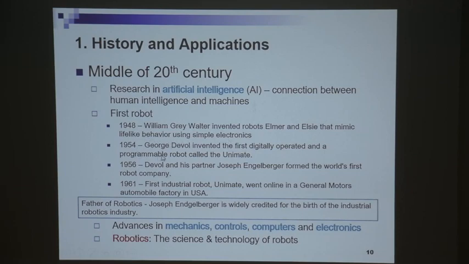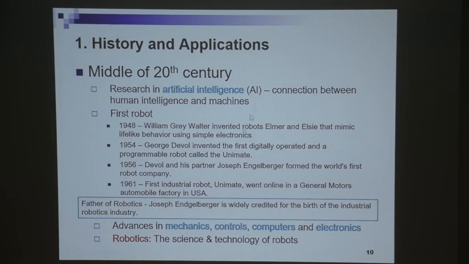In 1954, we have the first digitally operated and programmable robot. And in 1956 we have the world's first robot company. And then only in 1961, we have the first industrial robot that went online in a GM automobile factory in the USA. So Joseph here is referred to as the father of robotics. He is credited for the birth of the industrial robotics industry.